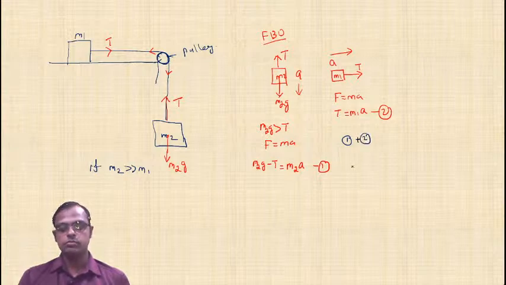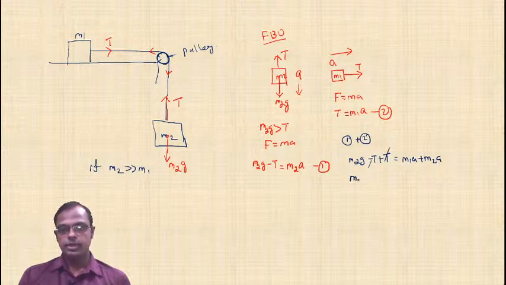Equation number 1 and equation number 2, if you add, look at the first case on the left hand side, what will we be getting? m2g minus T plus T, which is equal to, right side, m1a plus m2a. The tension will now cancel. So what is the formula here? m2g is equal to (m1 plus m2) into a. So what is the common acceleration? Common acceleration a is equal to m2 divided by (m1 plus m2) into g.